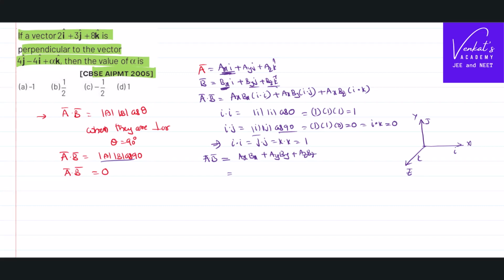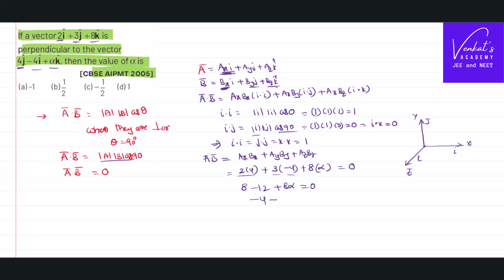So the vector Ax here is 2. Here Bx is 4. Ax Bx means 2 into 4. Ay is 3, By is minus 4. Az is 8, Bz is alpha. And that is 0 because these two vectors are perpendicular to each other. 2 into 4 is 8. 3 into minus 4 is minus 12. Plus 8 alpha equal to 0.